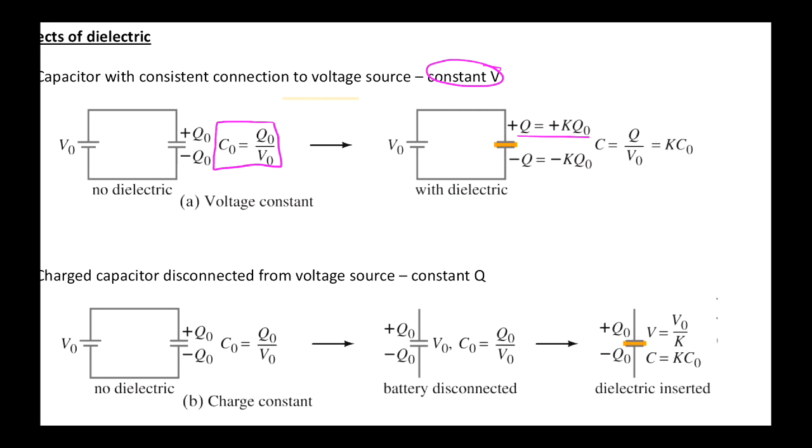which, of course, just represents that it's a better capacitor now. For a given potential difference, it's storing more charge than it was before. So Q is now equal to K times the original charge, Q naught. And if we plug all of that together, we could write something like this. We could say that our new capacitance is our new charge over the potential difference.